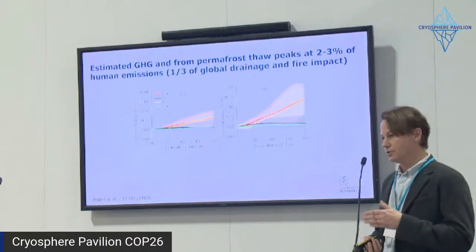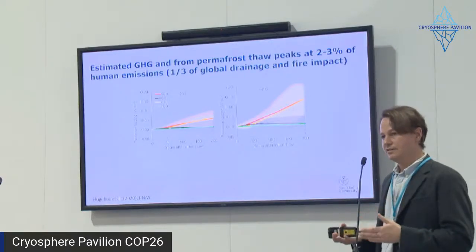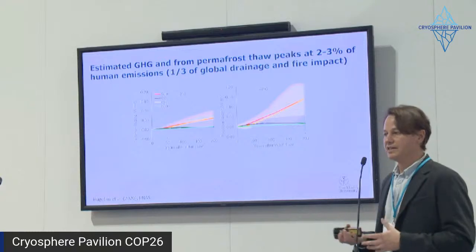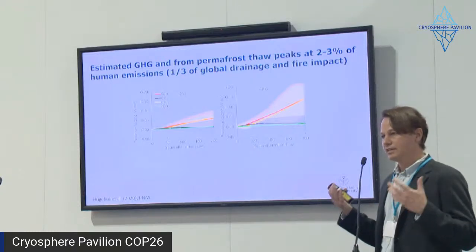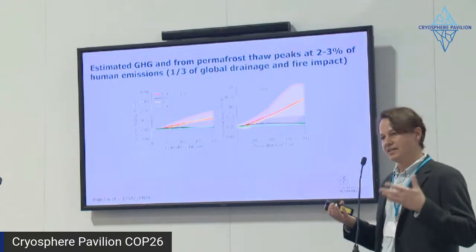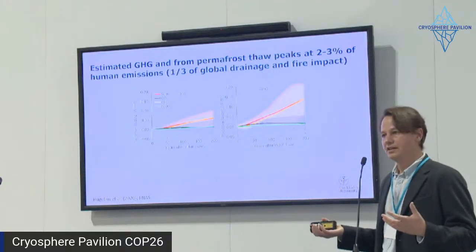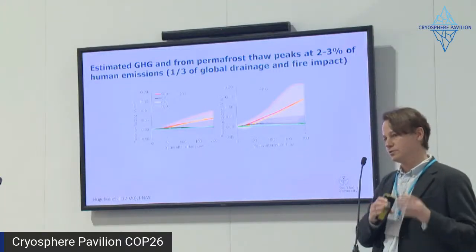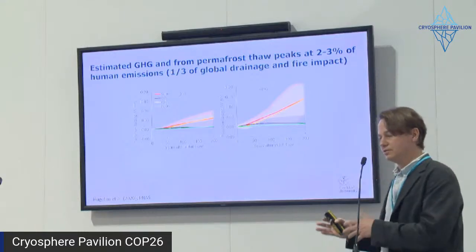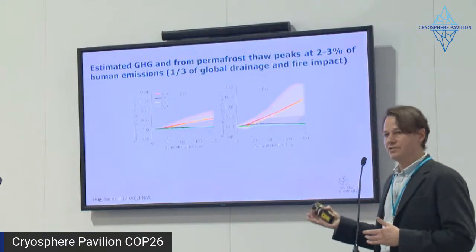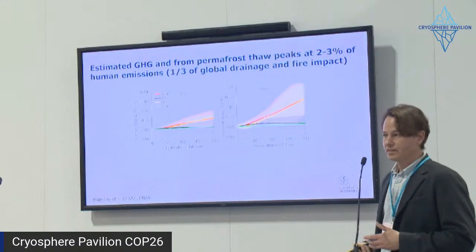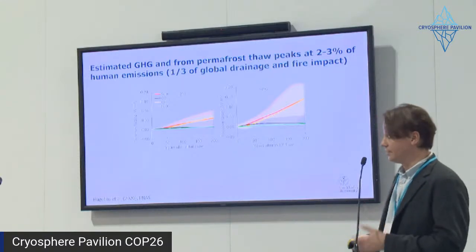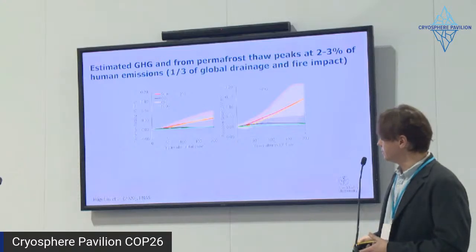So permafrost thaw is going to be a smaller impact than human drainage globally, but it's still going to be enough to have northern peatlands switch from a sink to a source for several hundred years. So even if humans did not do any other disturbance to peatlands, northern peatlands would switch from a sink to a greenhouse gas source for several hundred years just from permafrost thaw alone. And we are almost committed to this warming, unless we curtail emissions rapidly.